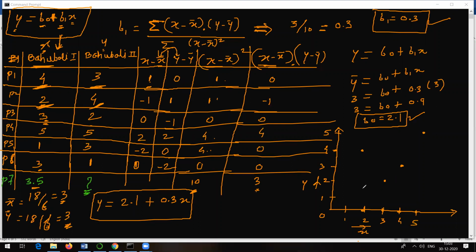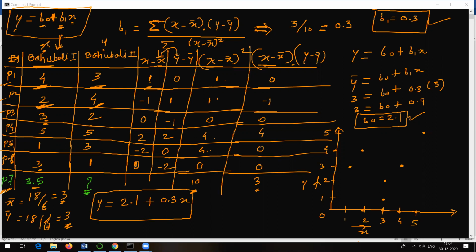Okay. And then 1, 3. So 1 and 3 is going to come somewhere here. And then 3, 1. So 3, 1 suppose here. So how many points are these? 1, 2, 3, 4, 5, 6. Because we have ratings given by 6 people.